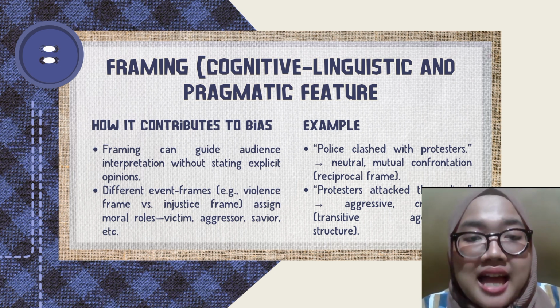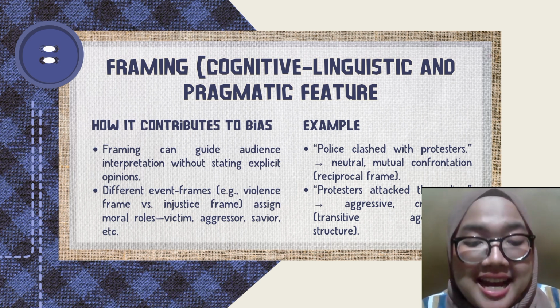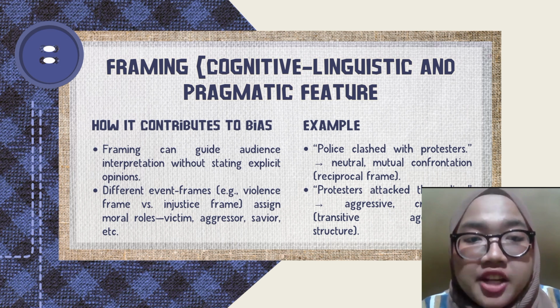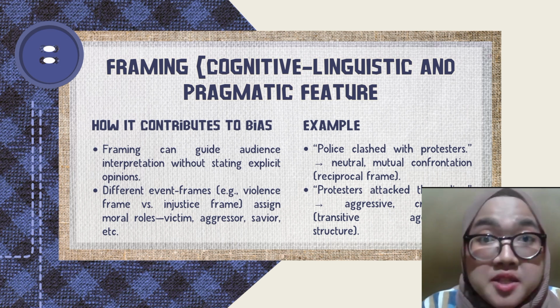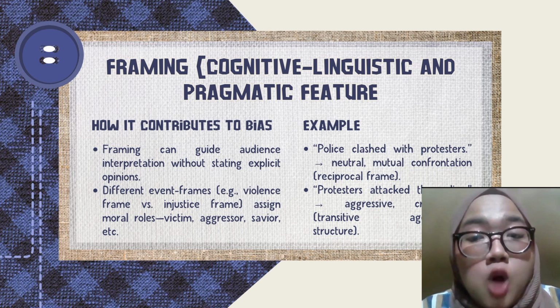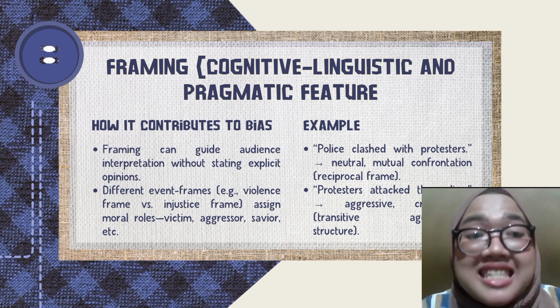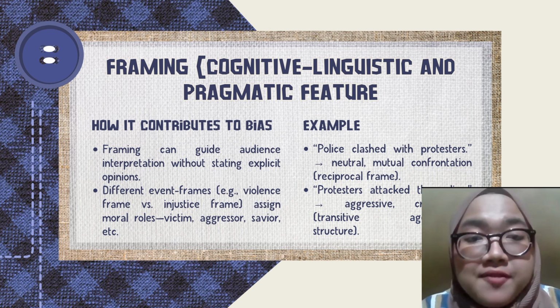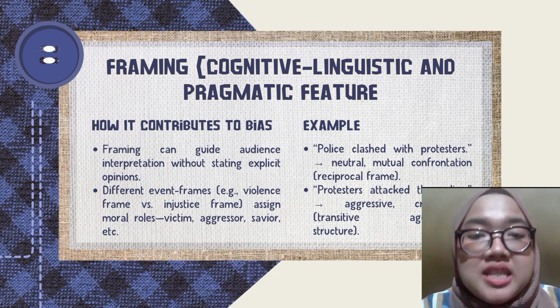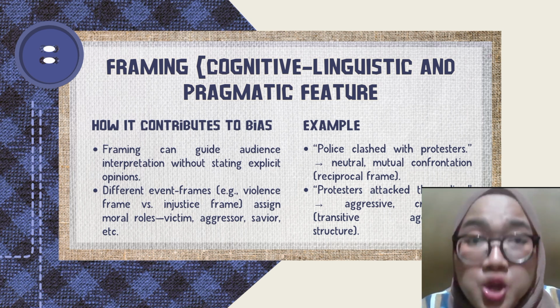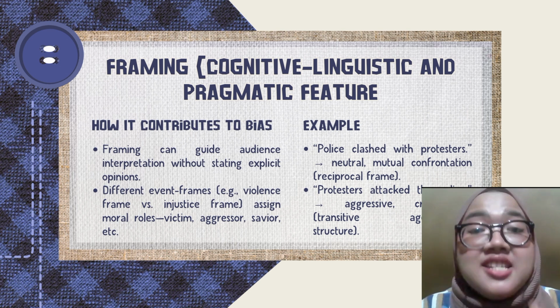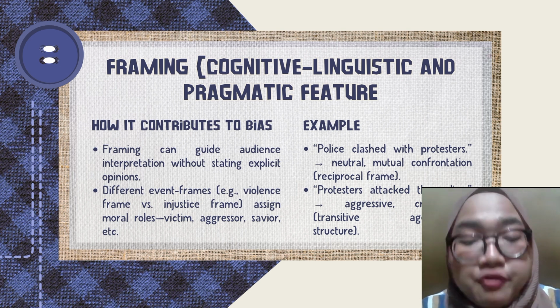For example, depending on how a journalist frames a protest, readers may see the protesters as either violent attackers or victims of injustice. Different types of frame, like the violence frame or injustice frame, automatically assign moral roles such as who is the victim, who is the aggressor, who is the savior, who is the hero. So even if the same facts are used, the angle of the story changes how people emotionally react.